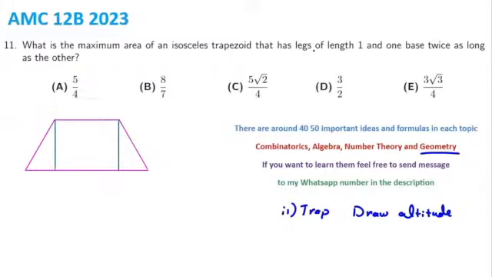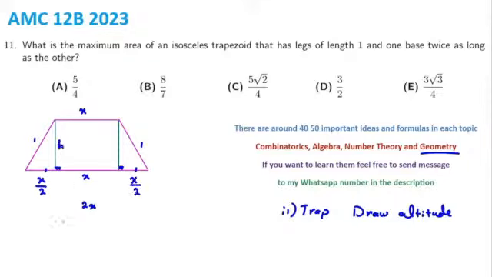the problem says legs of length 1, so 1, 1, and one base twice as long as the other. So if this one is x, this one is 2x. Okay? This one is 2x, so this one is x. These two things are equal. Because of the isosceles trapezoid, these two triangles are congruent. So x over 2, x over 2.